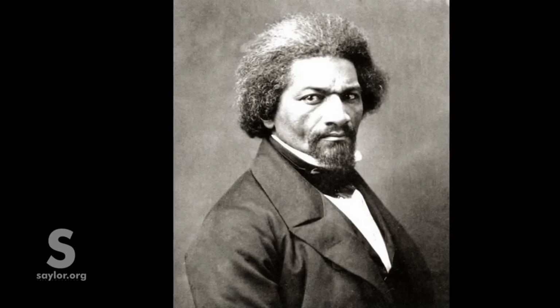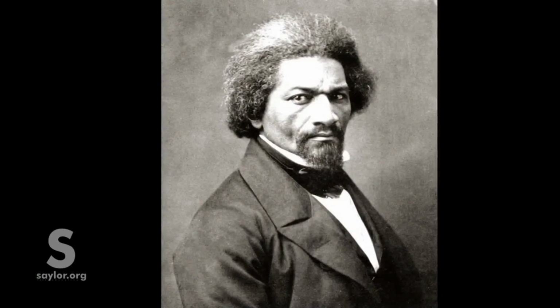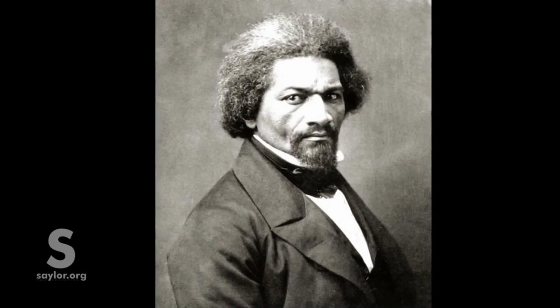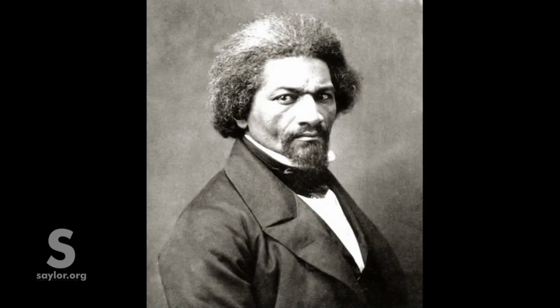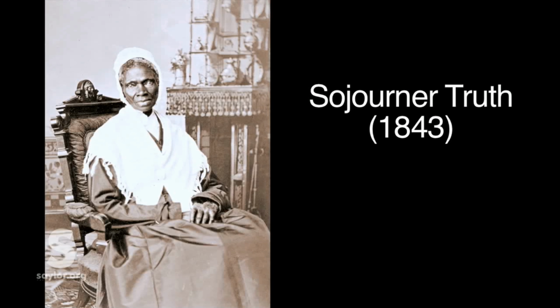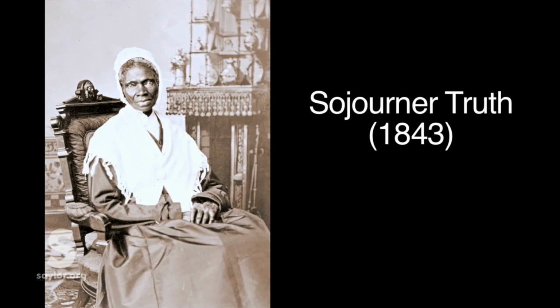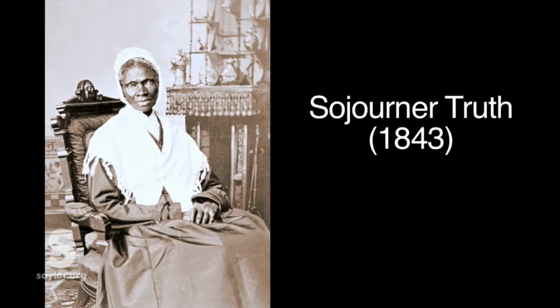Frederick Douglass was not the only African American deeply involved in speaking out against slavery and trying to gather support for abolition. Another important African American leader was Sojourner Truth, who was born into slavery. She was born in 1797 in New York State. So she was born before they passed a law that said that all children born in New York were to be free. She did not win her freedom until 1828.